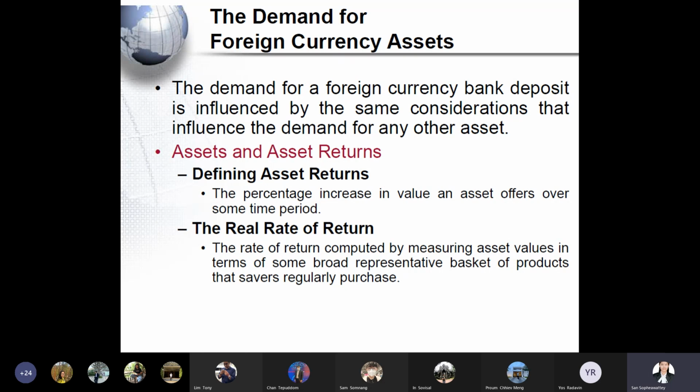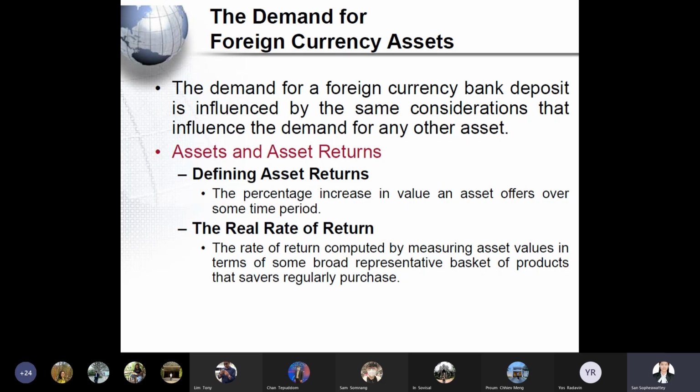The demand for a foreign currency asset, or here they specifically mention bank deposits or certificates of deposit, we say CD, is influenced by the same considerations that influence the demand for any other assets. So the demand for a foreign currency CD or bank deposit is actually influenced by the asset returns. So what are asset returns?